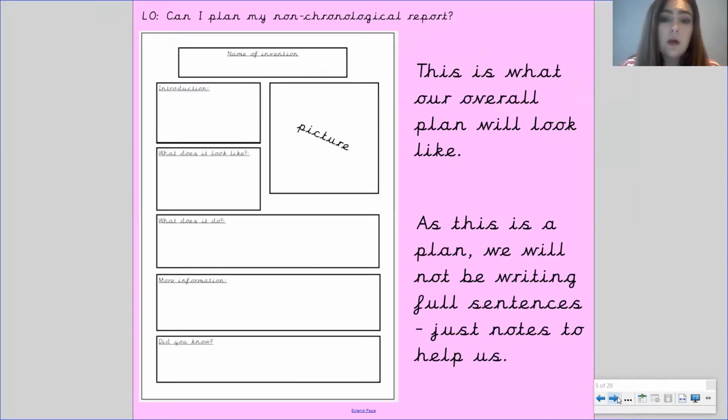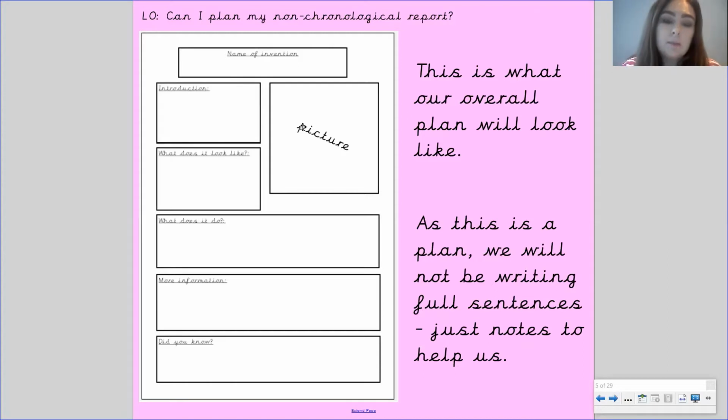So this is what our overall plan will look like. You've got your name of the invention at the top, your introduction, the what does it look like, what does it do, more information, did you know, and the picture. So you've got your heading, your subheadings, and your picture or diagram.